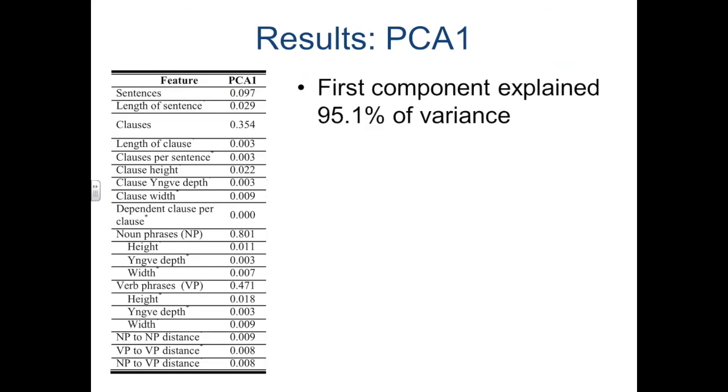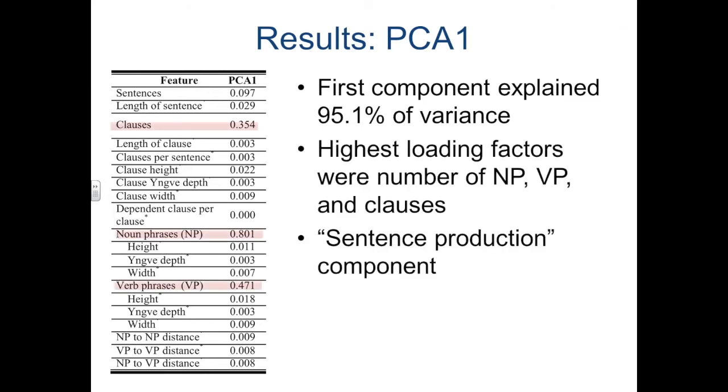So these are the results for the first component. You'll see that the first component explained 95.1% of the variance in the 65 patients. And so it was striking that the factors that loaded more strongly on this principal component were the total number of noun phrases produced, the total number of verb phrases produced, and the number of clauses. So really what this first principal component was showing us was more of a sentence production component, right? How much speech is being elicited.